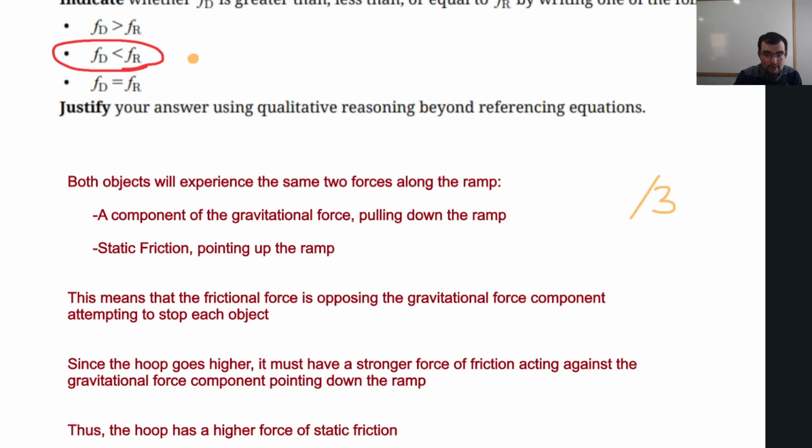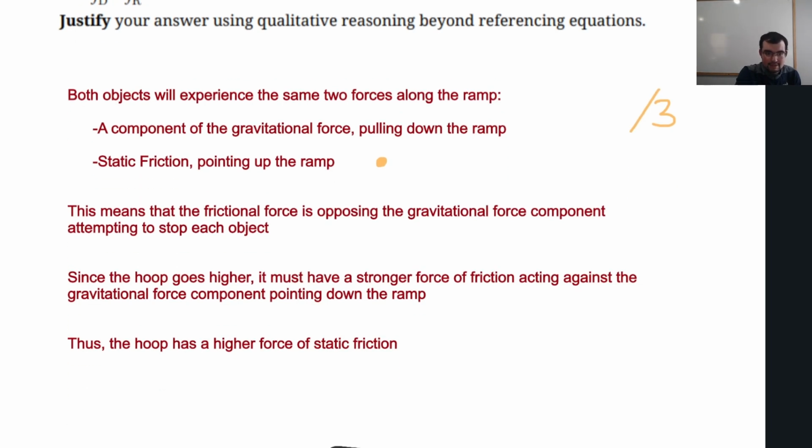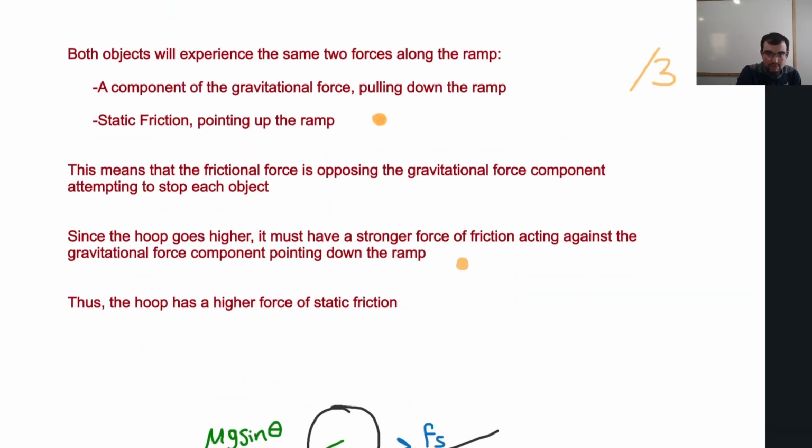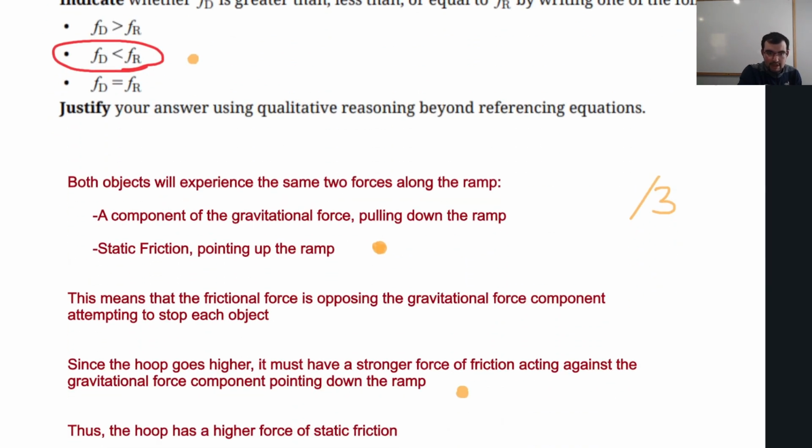I believe I'd get a point here probably for finding the direction of the forces, and I get a second point for explaining that friction is the resistive force to the mg sine theta. So the hoop going higher means it has more resistance. So that would be my 2 justification points. So again, you get 2 justify points here, and typically, you can earn those without the correct selection.